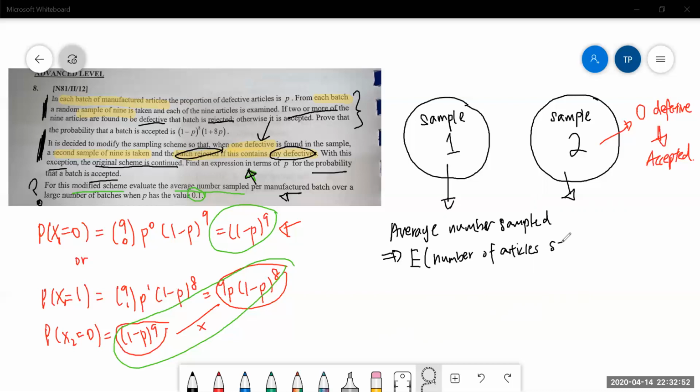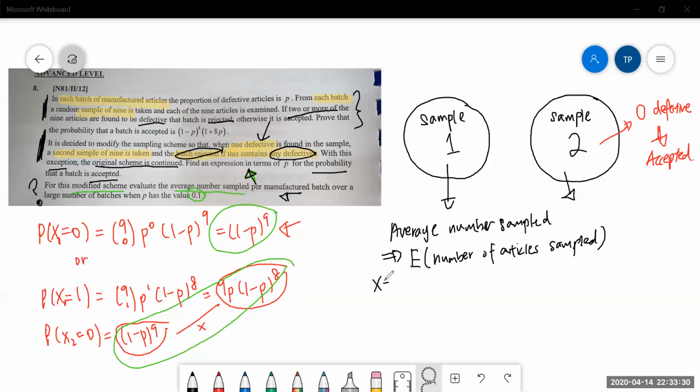Oh wait, but I thought it's for the modified scheme, so it's sample 2. Modified scheme is everything that I mentioned just now. You get 0 defective, straight away accepted. You get 1 defective, you have to go to sample 2: if you got 1 defective, then rejected; if you got 0 defective, then accepted. Oh, okay, that's the scheme we are talking about. So in part 3 over here, they ask you to evaluate the average number sampled. Translated into mathematical sense, it'll be the expectation of the number of articles sampled.